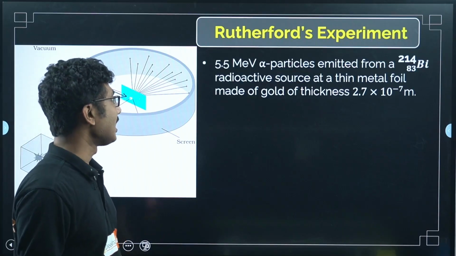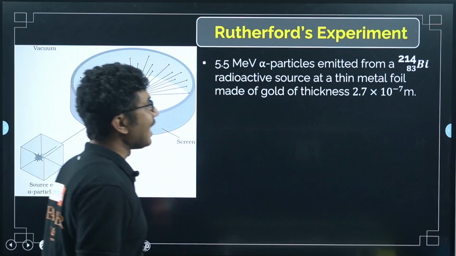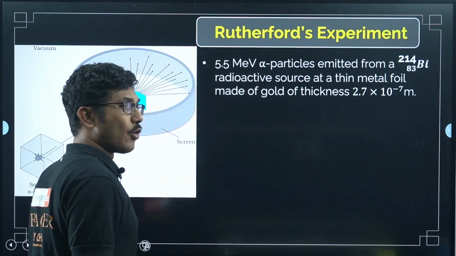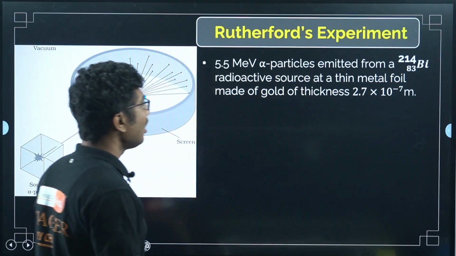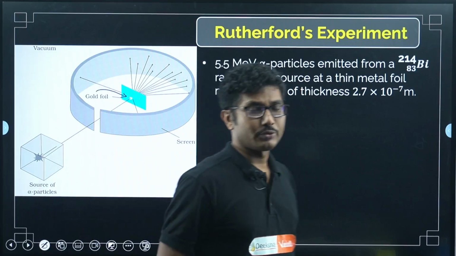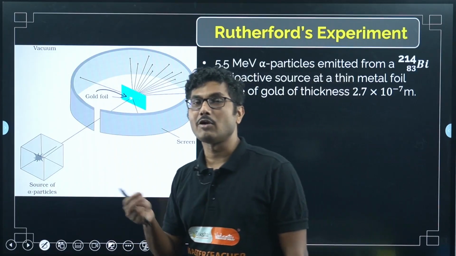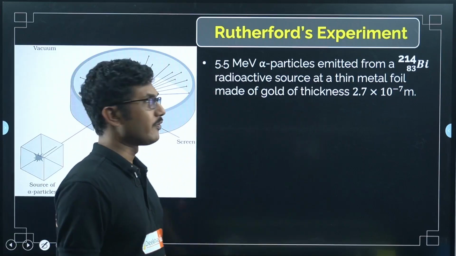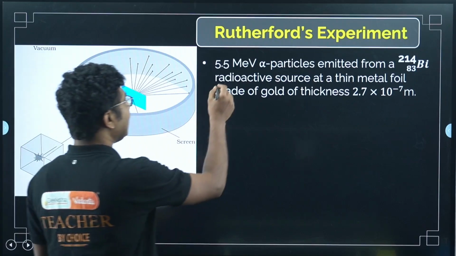So let us look into that. 5.5 mega electron volt alpha particles emitted from bismuth-214, atomic number 83. Okay, not beryllium, bismuth. So bismuth is used as a source of alpha particles. Bismuth at normal room temperature emits a lot of alpha particles, and this is used as the source, and the energy of the alpha particle is 5.5 mega electron volt.